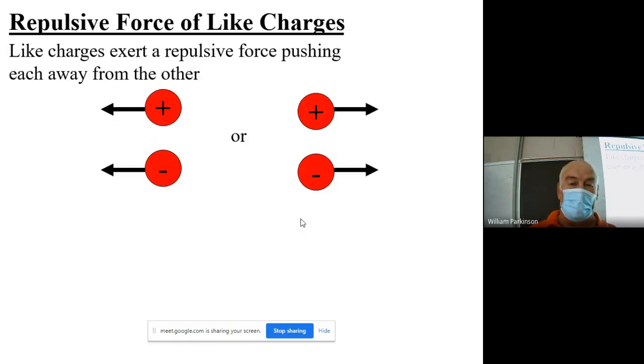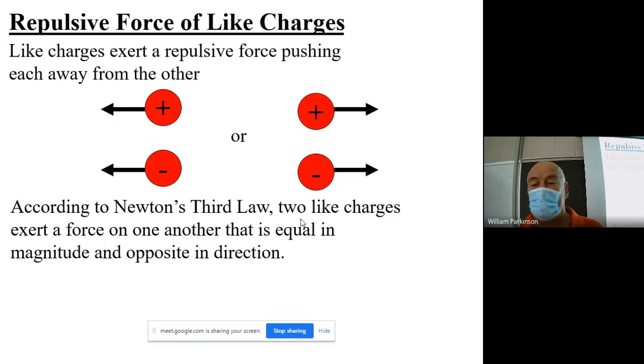So the magnitudes of these pushes are the same. But according to Newton's third law, they are opposite in direction. Notice these arrows are pointing opposite of one another. One is heading to the left, while one is heading to the right. So Newton's third law of action-reaction holds for positive charges with negative charges, or for positive charges with positive, or for negative with negative. They all follow this idea.